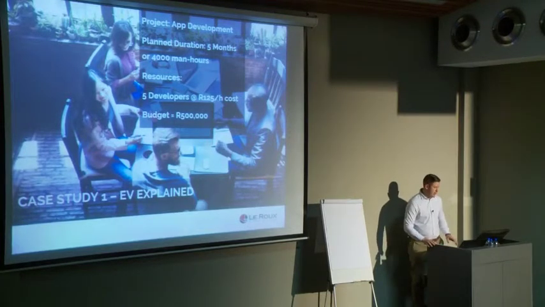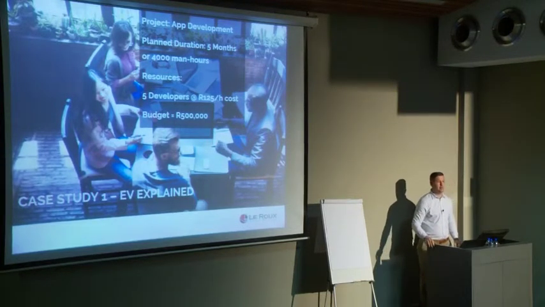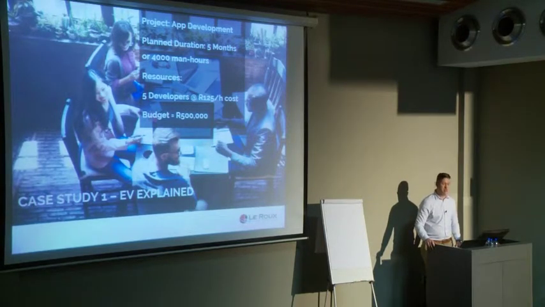So this is an app development project, which I know nothing about, because I'm from the construction industry, but I've specifically used this example, which is a bit more IT orientated. The planned duration of this project is 5 months, or 4,000 man-hours. How did I calculate those 4,000 man-hours?